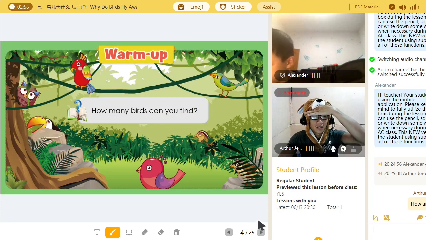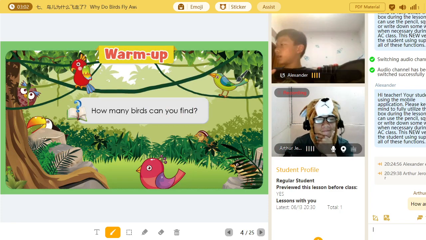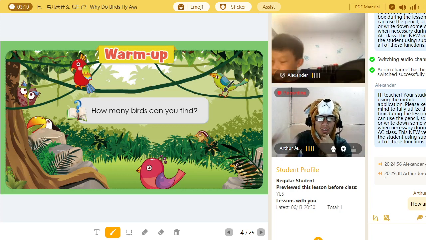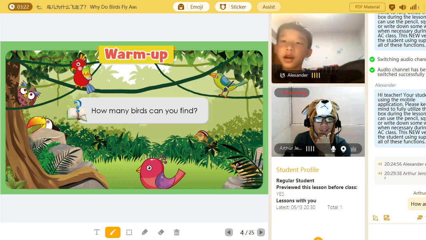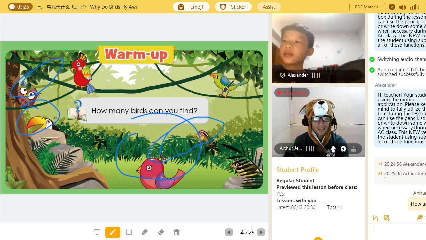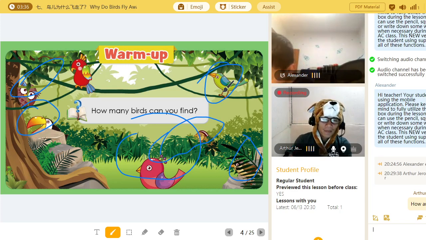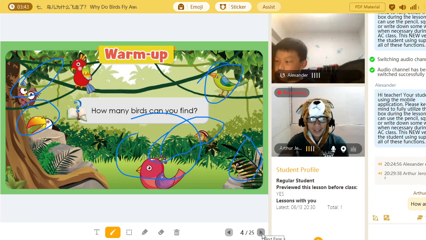Look, Alexander, what can you see in this picture? I can see lots of birds. Very good. I can see lots of birds. And how many birds can you find, Alexander? Can you encircle each one of them? Three, four, five, six, seven. Seven. Very good. Let's run to the next page and stop.